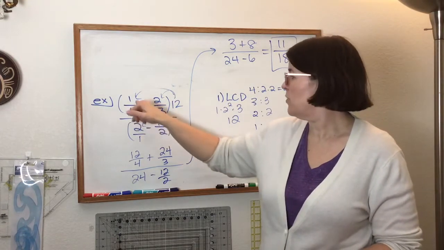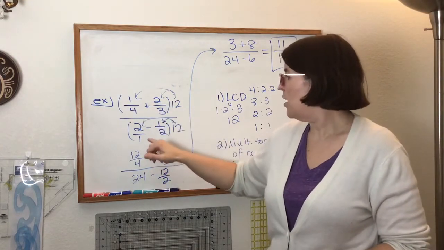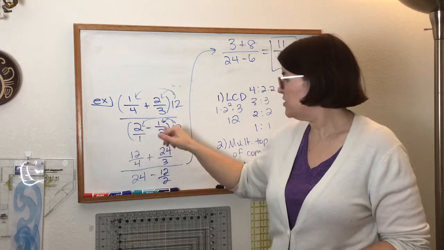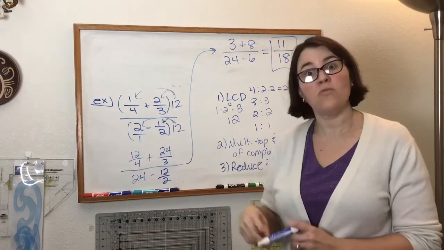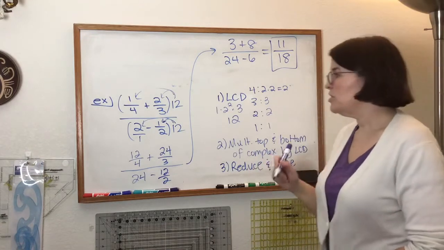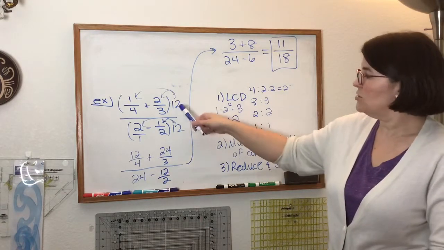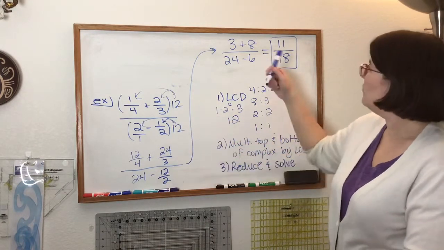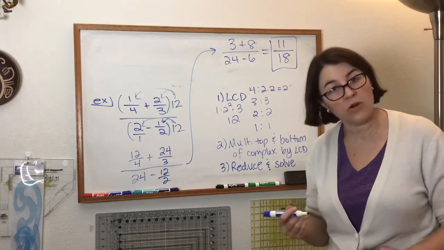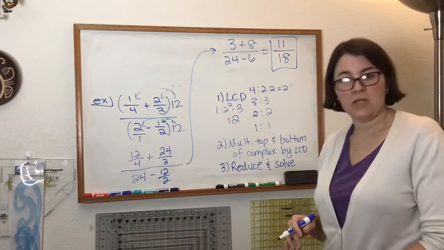So multiplying this by 3 over 3, this by 4 over 4, this by 12 over 12, this by 6 over 6, and then reducing it. But I think it's so much easier and so much faster to go ahead and just multiply through by the LCD, because everything will turn whole number or whole term, and you will be done with the problem much faster.